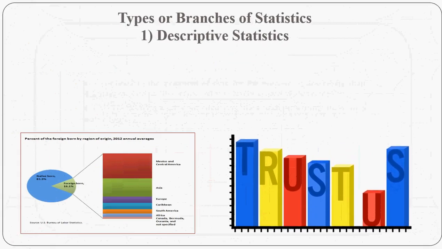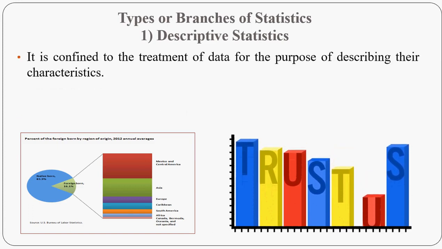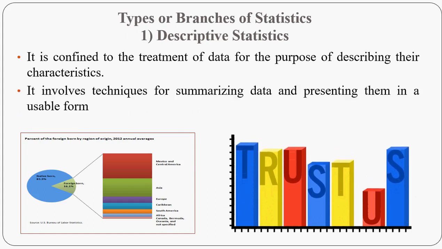Now let us understand the first point, descriptive statistics. As you can see, the statistical figures, it is confined to the treatment of data for the purpose of describing their characteristics. It involves techniques for summarizing data and presenting them in a usable form. And also, there are four major types of descriptive statistics we are going to see in the next coming chapters.